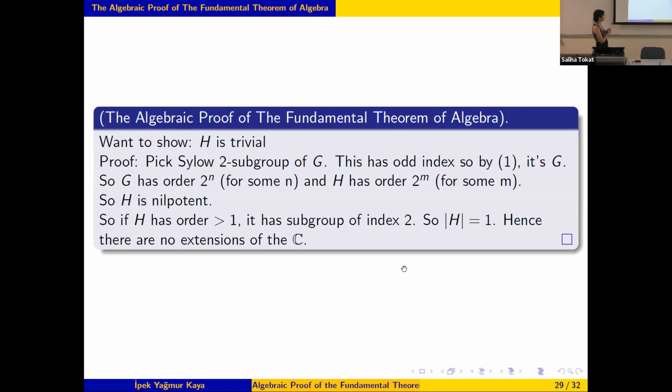The theory of nilpotent groups says that if H has order greater than 1, then H has a subgroup of index 2. So we look at order 2 to the n for n greater than 0. It has a subgroup of index 2. But H cannot have a subgroup of index 2. So the order of H is equal to 1, hence there is no extension of the complex numbers.